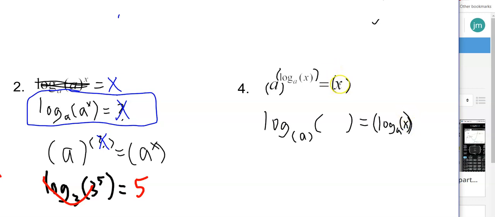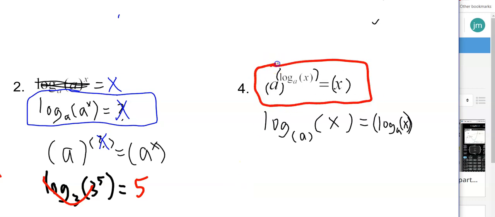And this one is x. Okay, so this is the property. I went ahead and just wrote the full property because it was hard to derive. Okay, so this is the property.